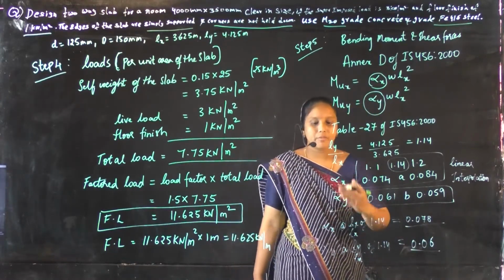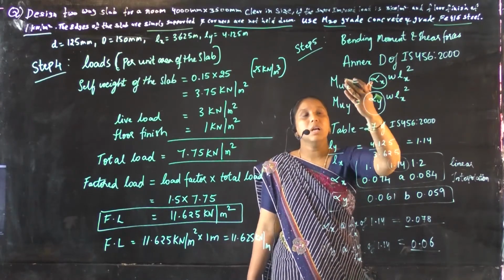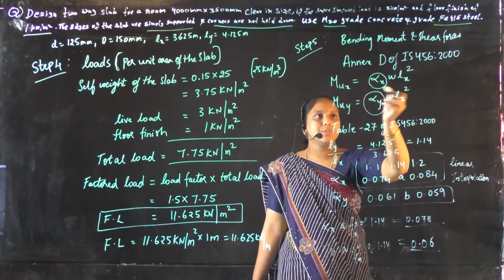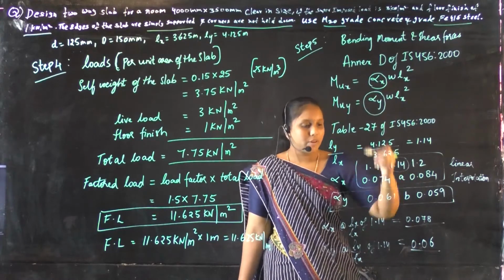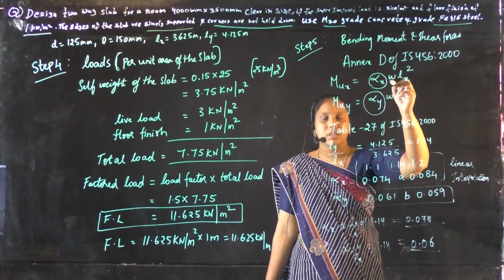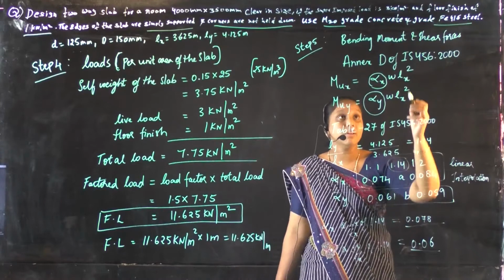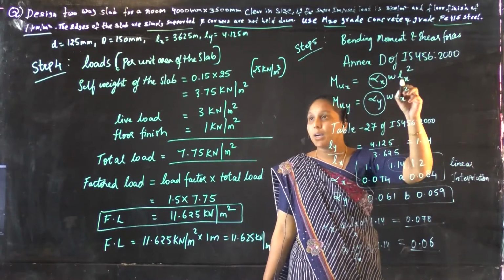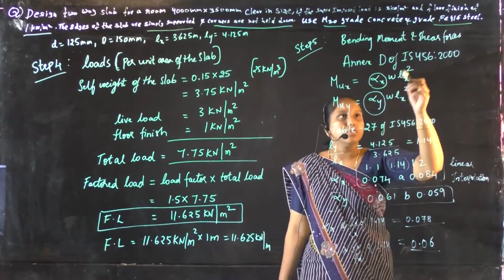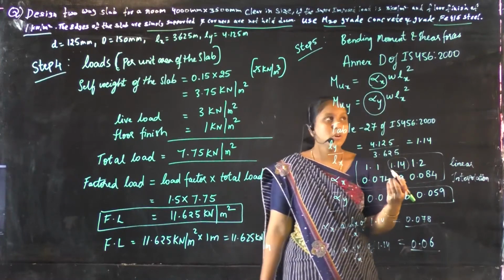Now we know the alpha x and alpha y values. Now what we have to calculate is the bending moment. By substituting these values in these particular equations, we can solve it. For alpha x we will substitute 0.078, and W is nothing but the factored load, which we have got as 11.625, and Lx is the effective span which we previously calculated, 3.625. Whole square will give you the MUX here, and here it will give you the MUY.